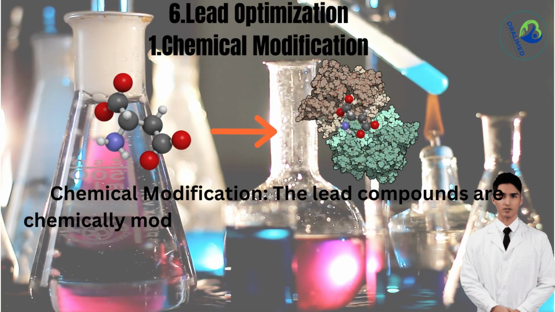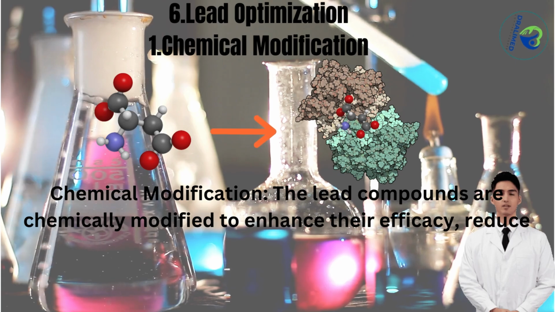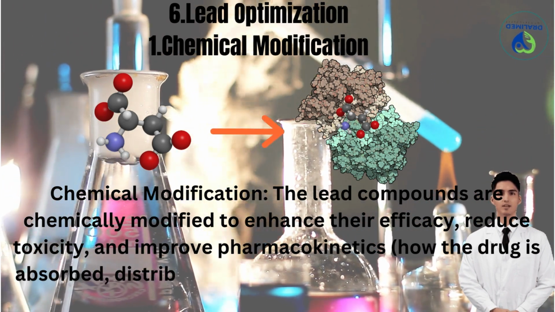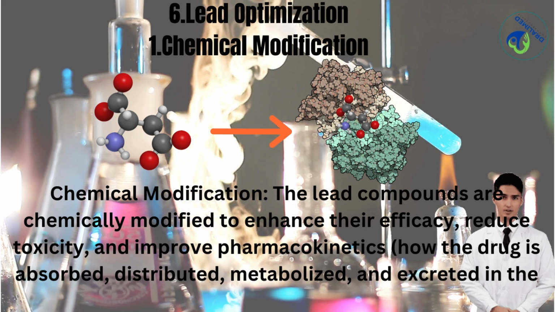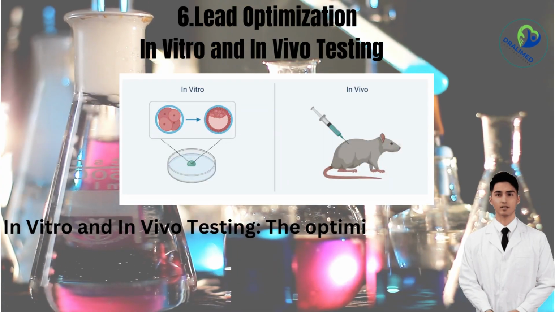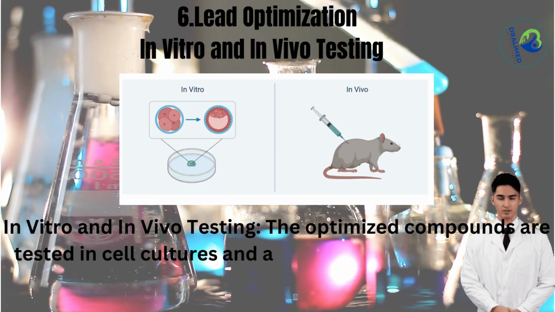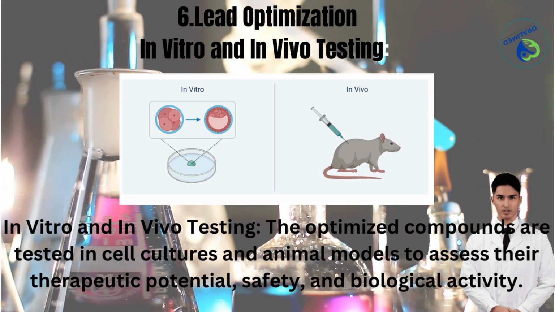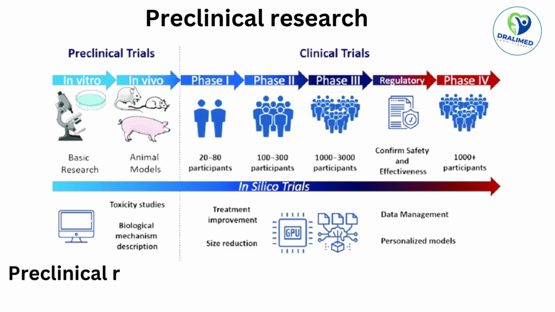Lead optimization. Chemical modification. The lead compounds are chemically modified to enhance their efficacy, reduce toxicity, and improve pharmacokinetics, how the drug is absorbed, distributed, metabolized, and excreted in the body. In vitro and in vivo testing. The optimized compounds are tested in cell cultures and animal models to assess their therapeutic potential, safety, and biological activity.